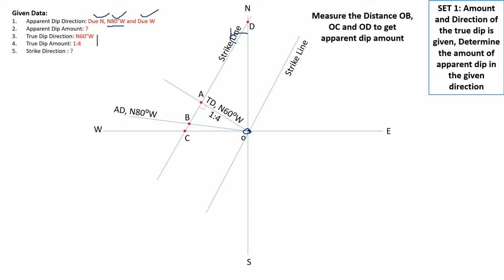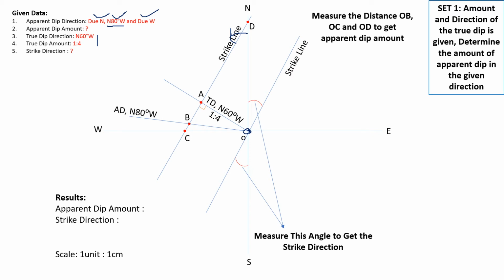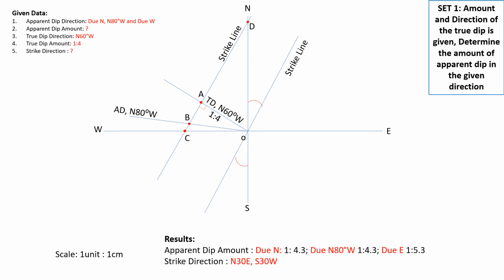Okay. Now what remains is the strike direction. Same way I'll measure these two angles to get the strike direction as well. I'll write down the scale. I'll write down the results. So these are the results of this. Once you complete it, the diagram will look like this in your journal.